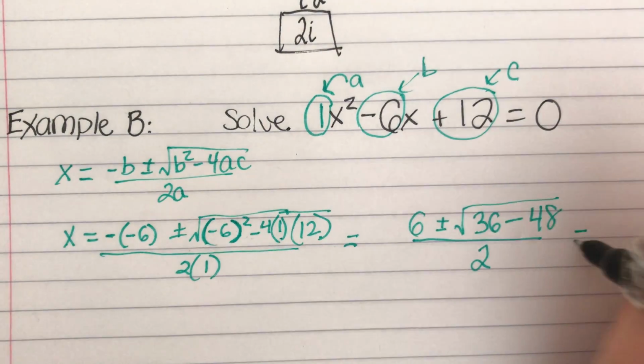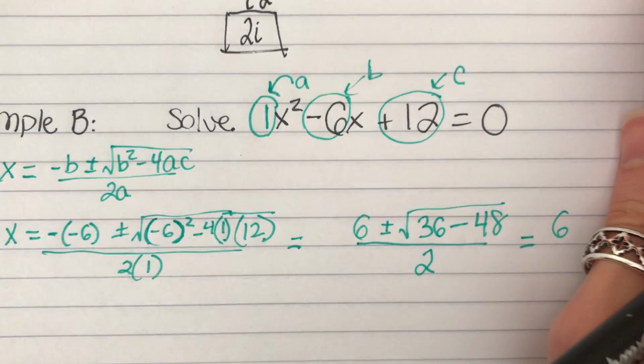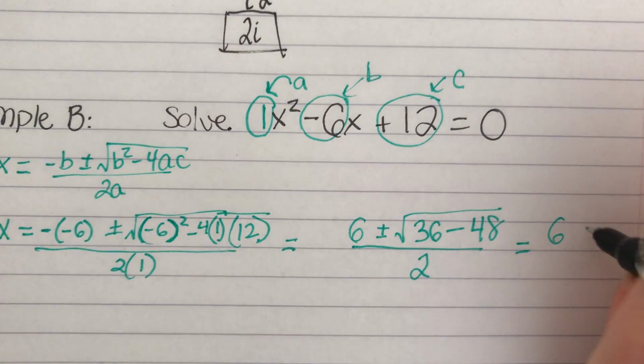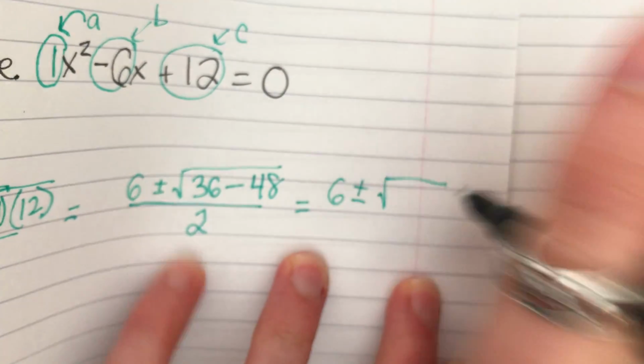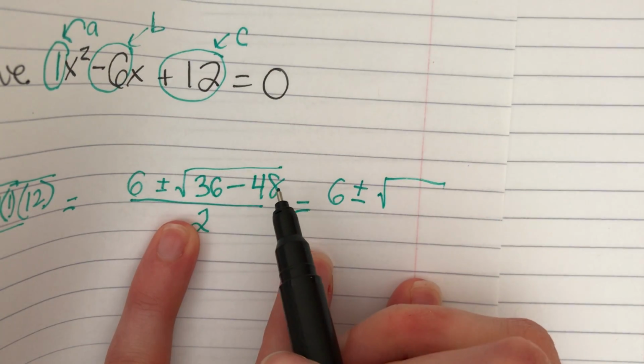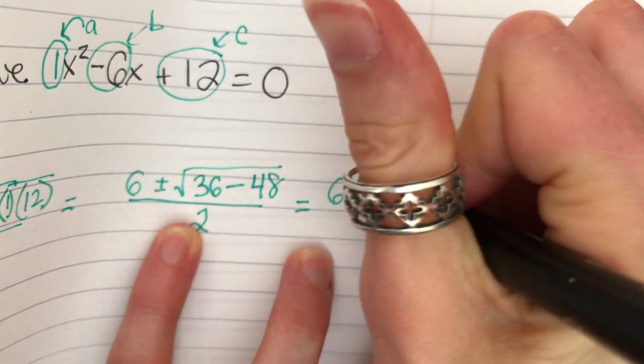Let's keep going. Now we've got 6 plus or minus the square root of, well, what is 36 minus 48? It's -12, divided by 2.